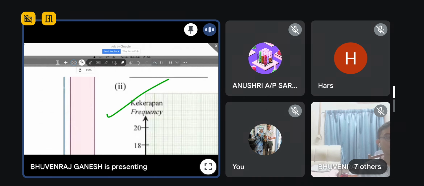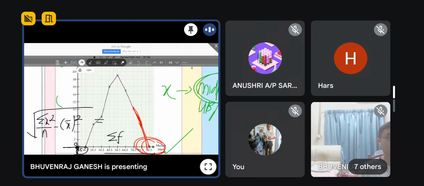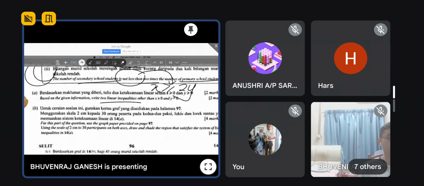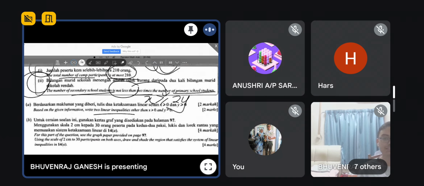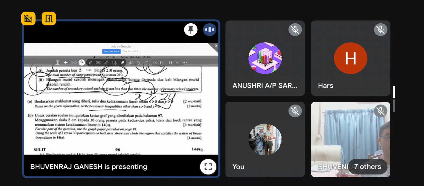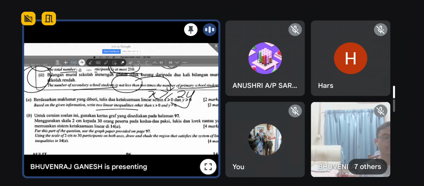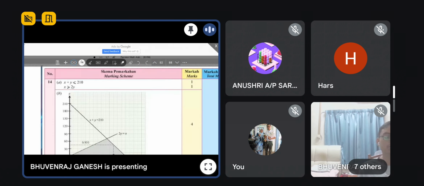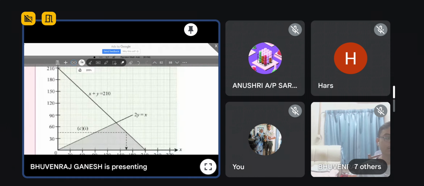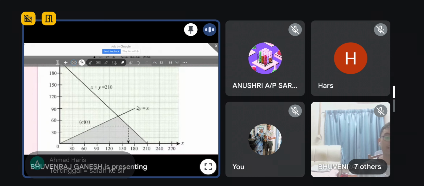Okay, so next question is your graph. Kena lukis graph lagi sekali. So this graph should be no problem, right guys? Question B, I think you all can draw the graph. You just use the inequality, then you can plot the graph already. Okay? And then make sure you follow the scale.